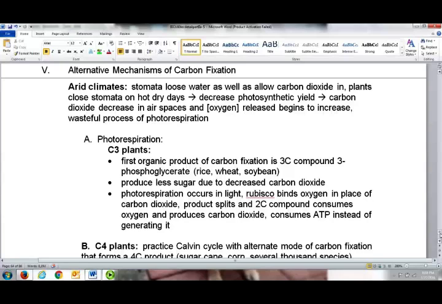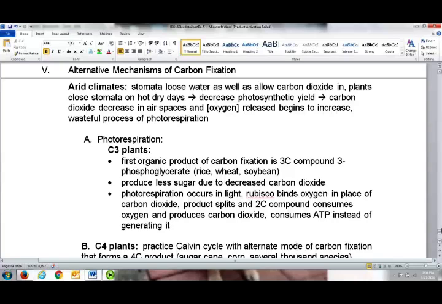So when you decrease the photosynthetic yield, your carbon dioxide decreases in the air spaces and oxygen released begins to increase. So it creates a wasteful process of photorespiration. So instead of having the carbon dioxide to incorporate, you're not going to be actually producing the sugars. So photorespiration occurs in the C3 plants.